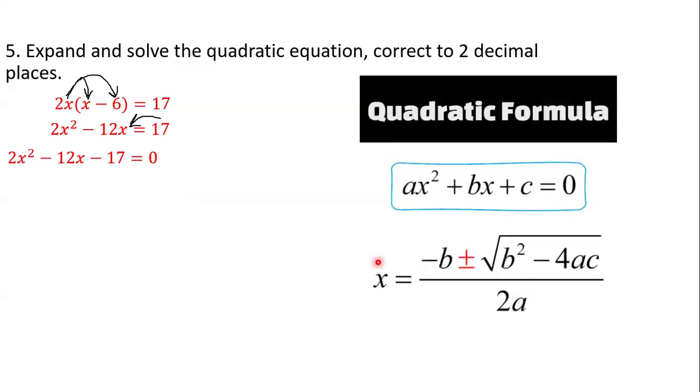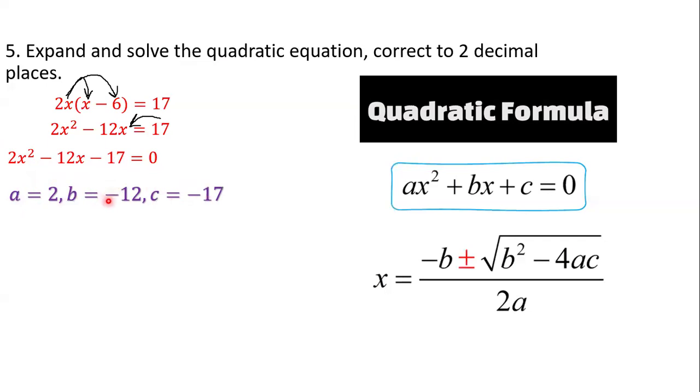The quadratic formula is a formula that we can use to help us find the answer to a quadratic equation. The general form of a quadratic equation is ax squared plus bx plus c is equal to 0, where a is the coefficient of x squared, b is the coefficient of x, and c is a constant. In this case, a is the coefficient of x squared, so a is 2. Negative 12 is the coefficient of x, so b is equal to negative 12. And negative 17 is c.